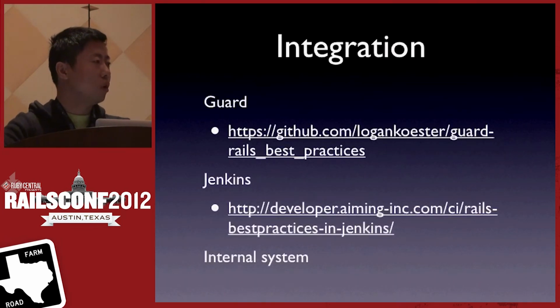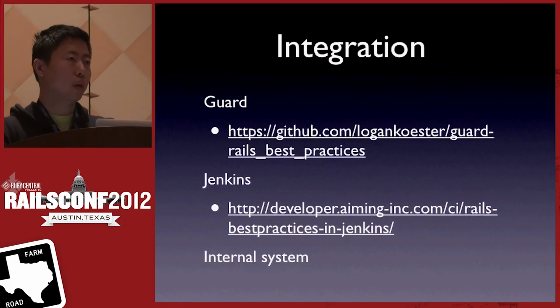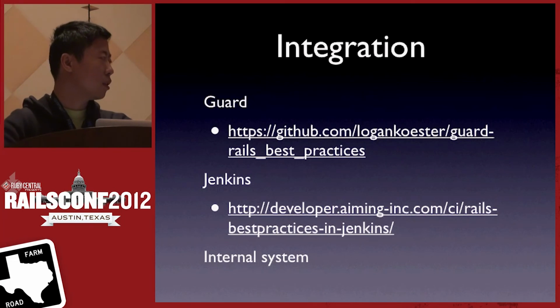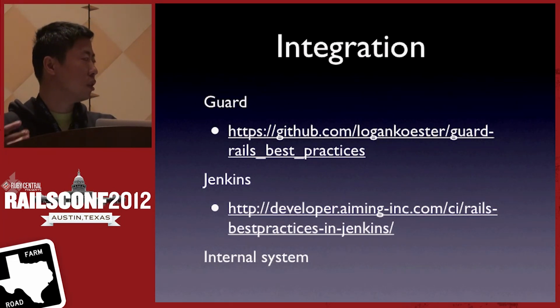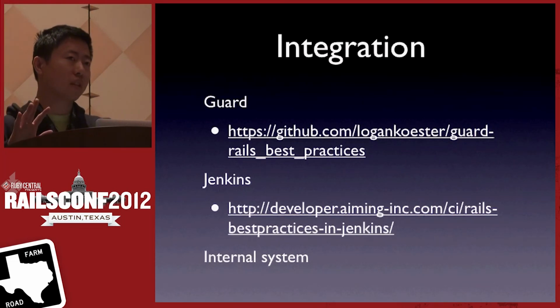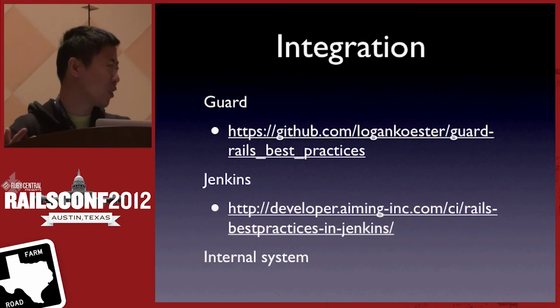I saw more and more developers begin to use the Rails best practice gem. Someone integrated it into Guard, running the Rails best practice frequently in development mode. And someone integrated it into Jenkins, so he can run the Rails best practice gem on their continuous integration server. And I also saw a team that built their internal tool based on the Rails best practice gem. They score their developers' code. Also, I don't like this idea.